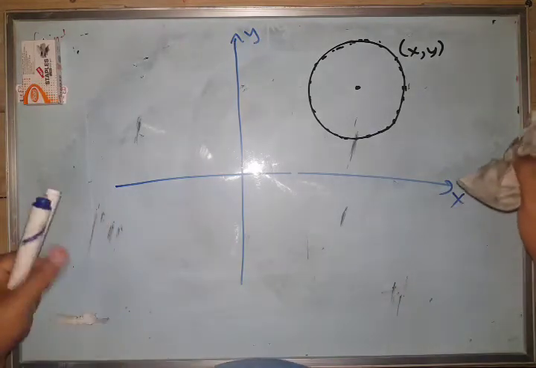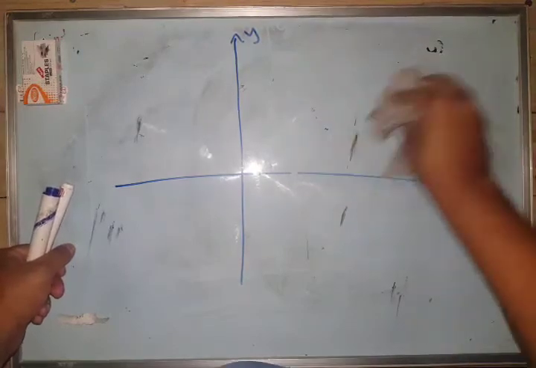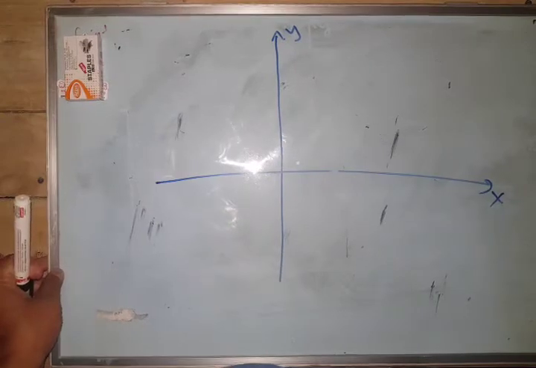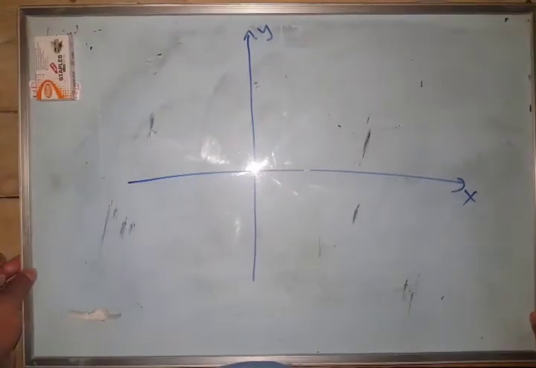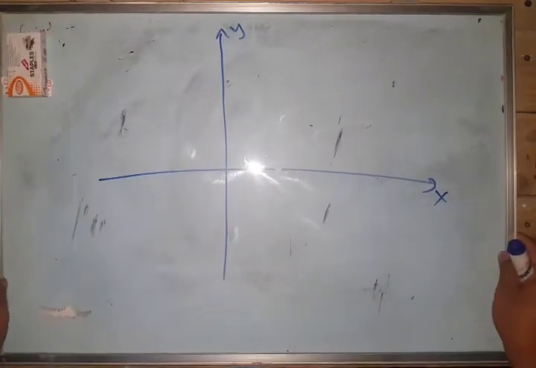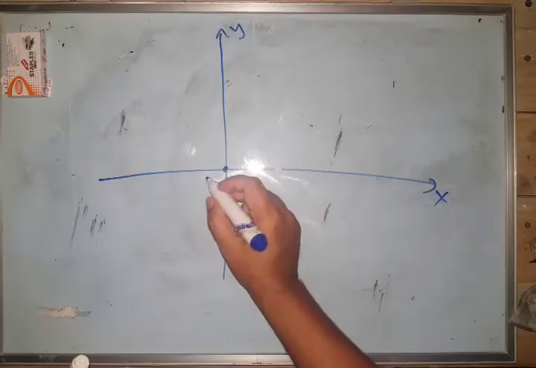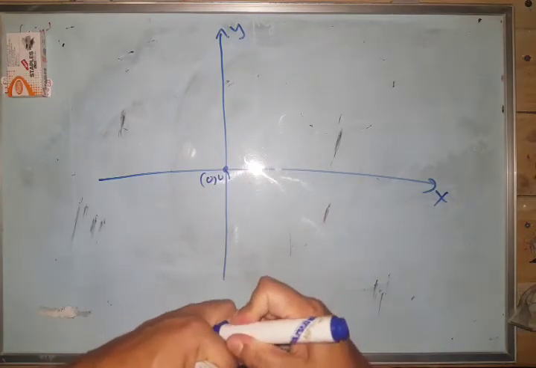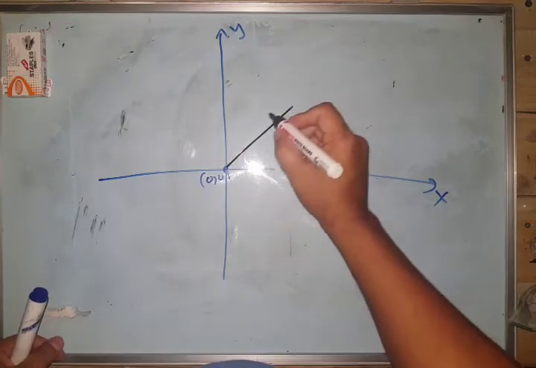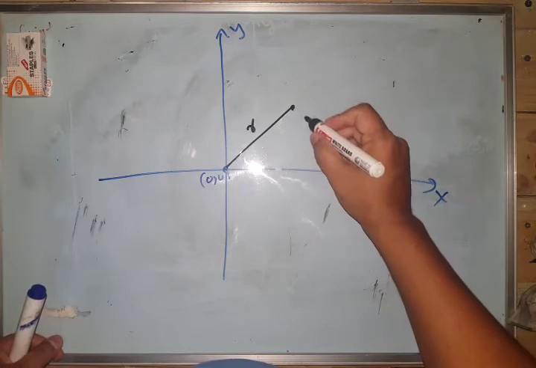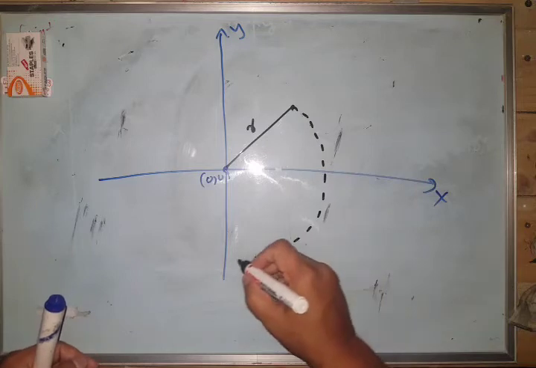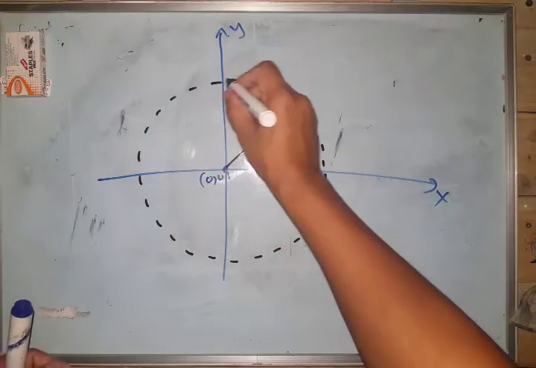We'll look at a special case first. We'll look at a circle whose center is at the origin, right? This is the origin, 0, 0. We'll look at a circle whose radius is r. So if the radius is r, this would be the path of a circle, or just a circle. You can call it a circle, right?